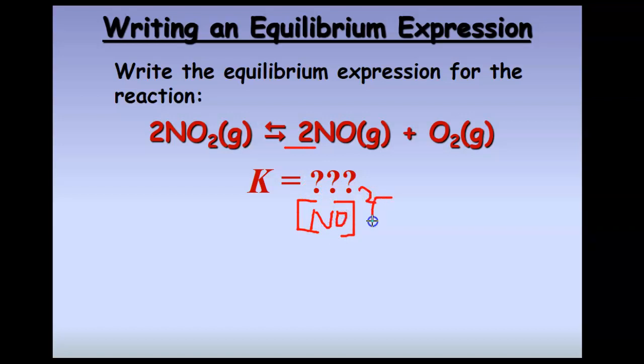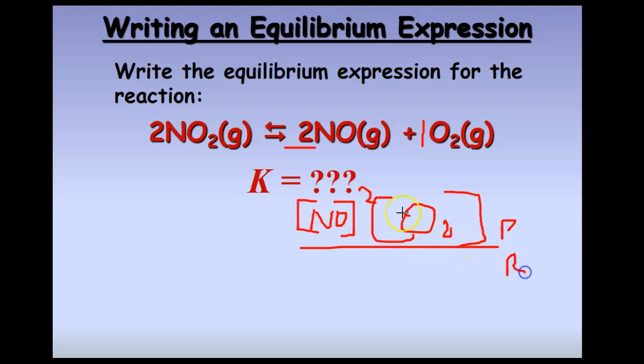squared, O2 to the 1, because the coefficient is 1, so there's nothing here. Remember, it is product over reactant. So the reactant is NO2. The coefficient here is 2, so we're going to have a square here.